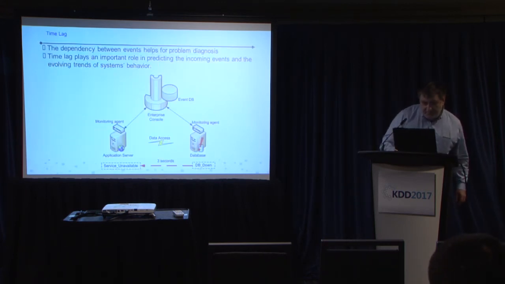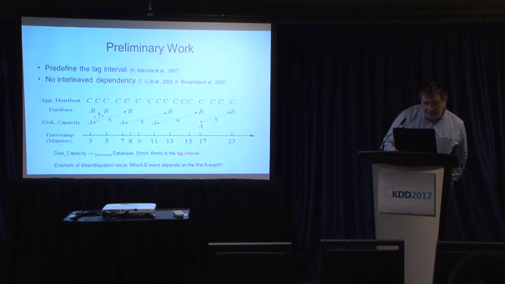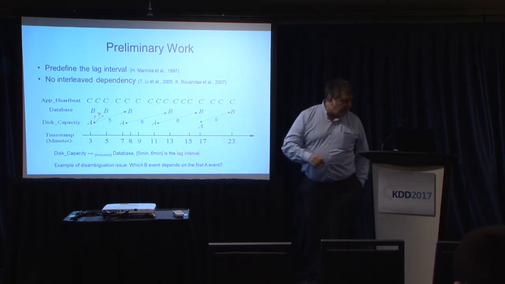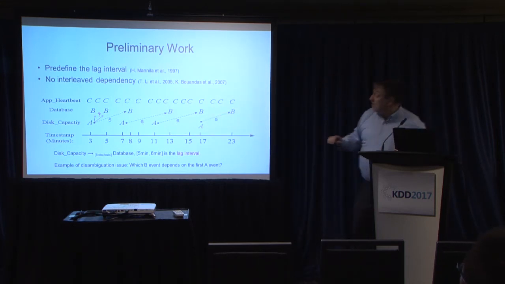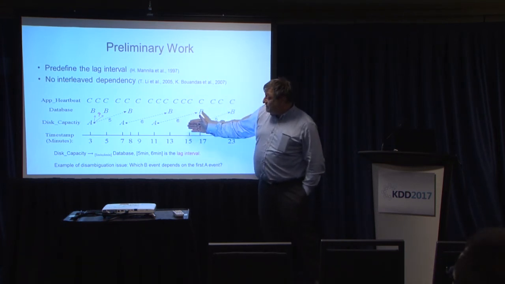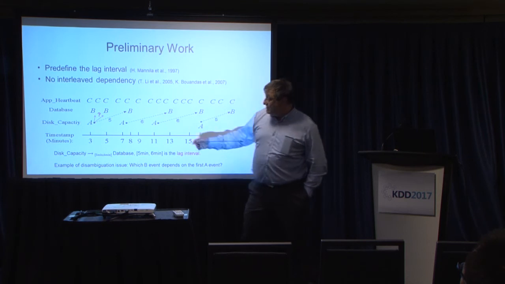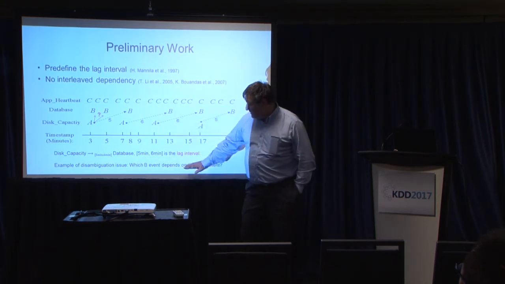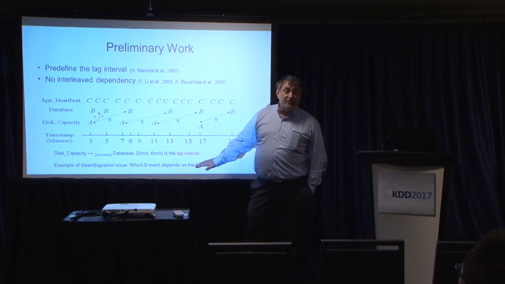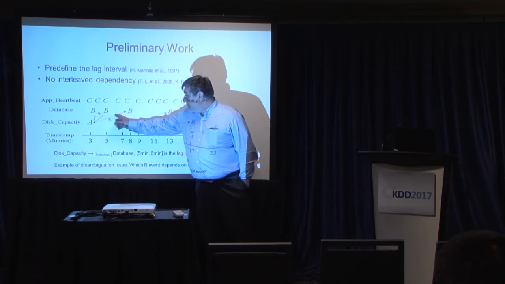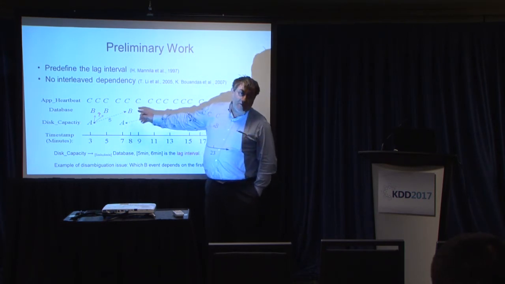Okay, so we talk about time dependency, why it's important. Another problem is the same picture, like I talked before, but you have a heartbeat database disk capacity. So you had event disk capacity. And here's another problem, the problem of disambiguation. You have disk capacity, and after that, you have a bunch of database events.